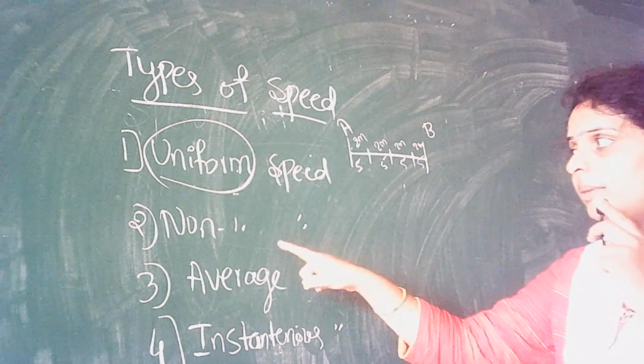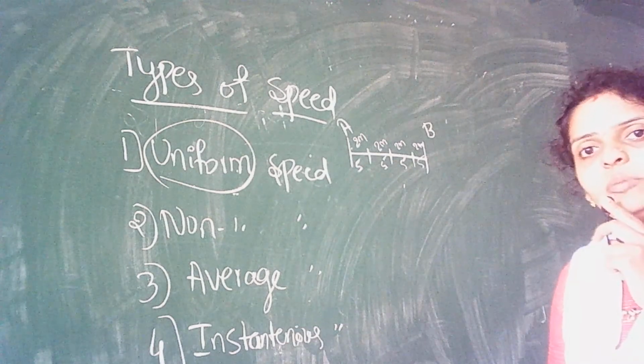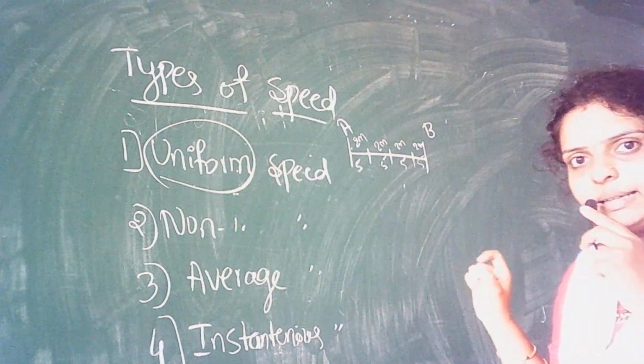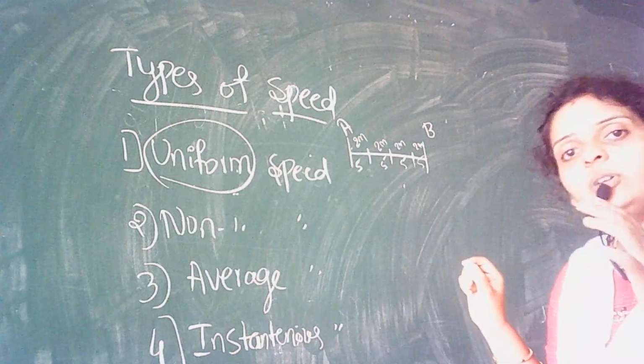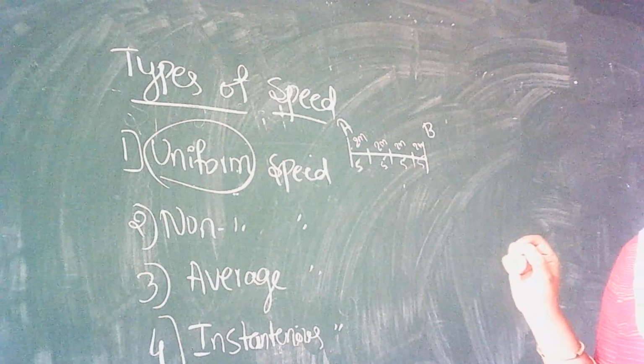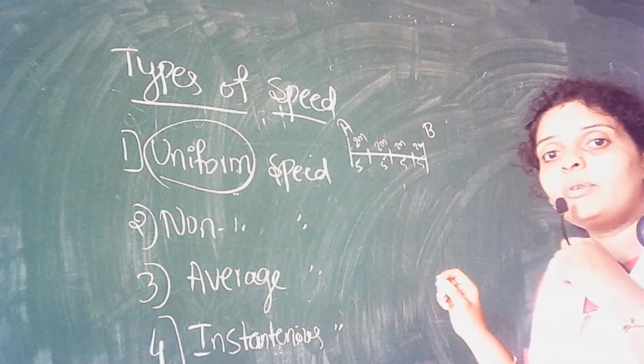Let us see what we mean by non-uniform speed. It is understood that uniform means equal. What remains in non-uniform? Here unequal things will be there. So what is unequal here? Unequal is the distance covered by the body.